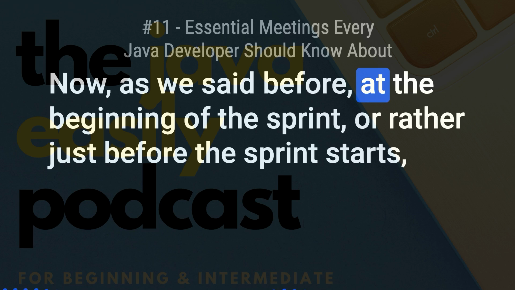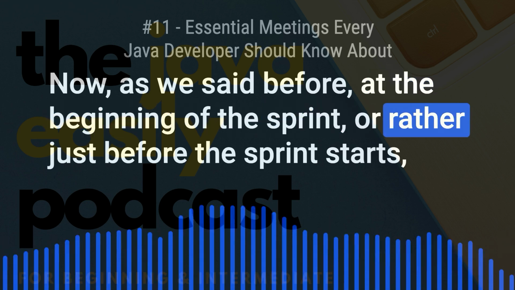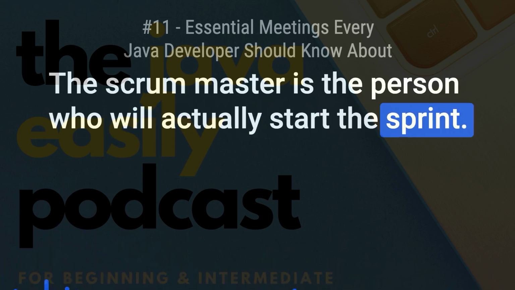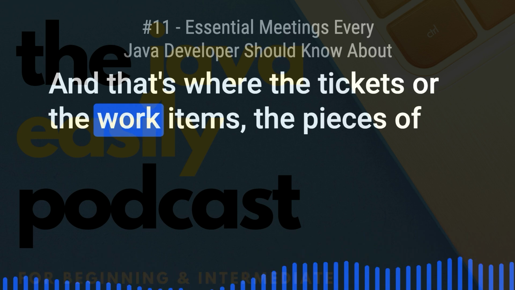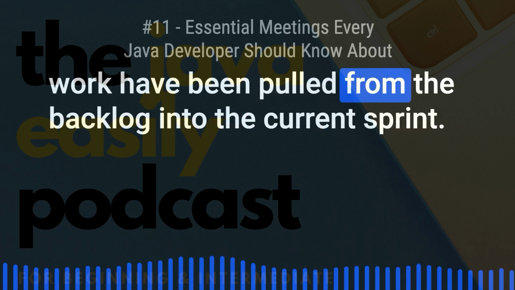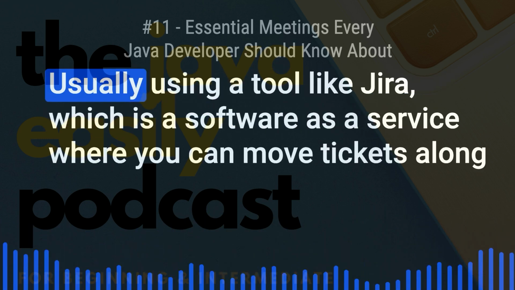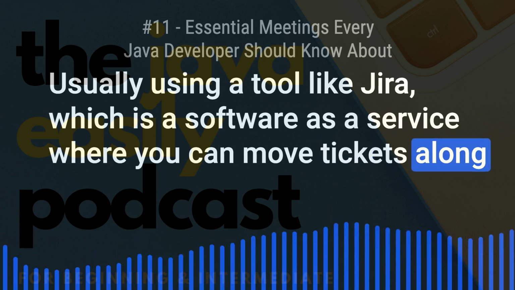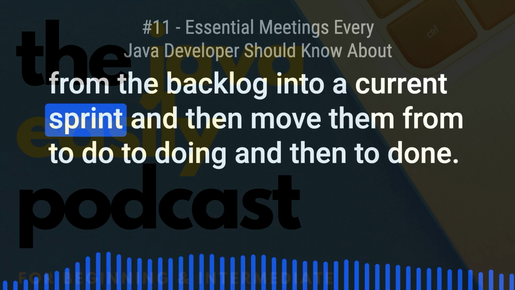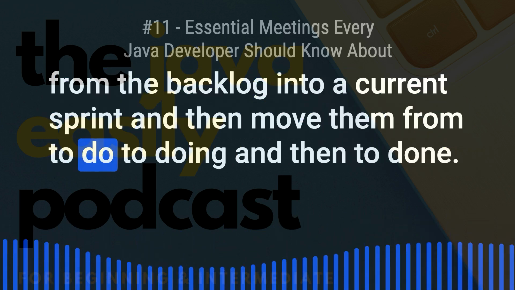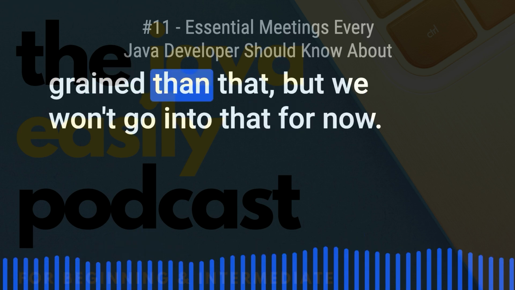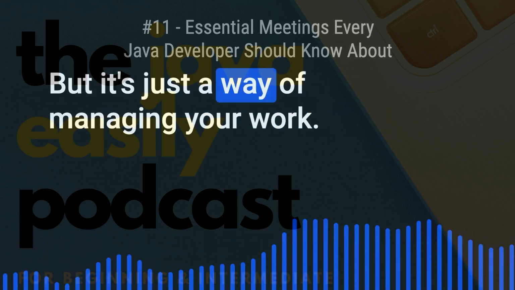Now, as we said before, at the beginning of the sprint, or rather just before the sprint starts, the Scrum Master is the person who will actually start the sprint, and that's where the tickets or the work items, the pieces of work have been pulled from the backlog into the current sprint, usually using a tool like Jira, which is a software as a service where you can move tickets along from the backlog into a current sprint and then move them from to do to doing and then to done. Usually there are different statuses, more fine-grained than that, but we won't go into that for now. But it's just a way of managing your work.